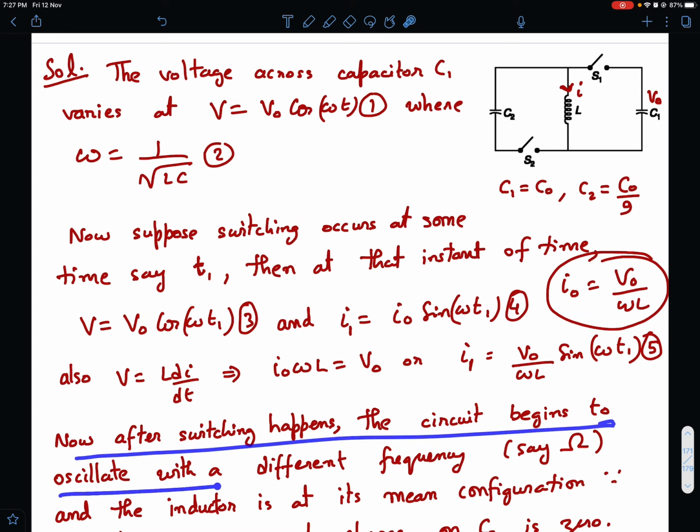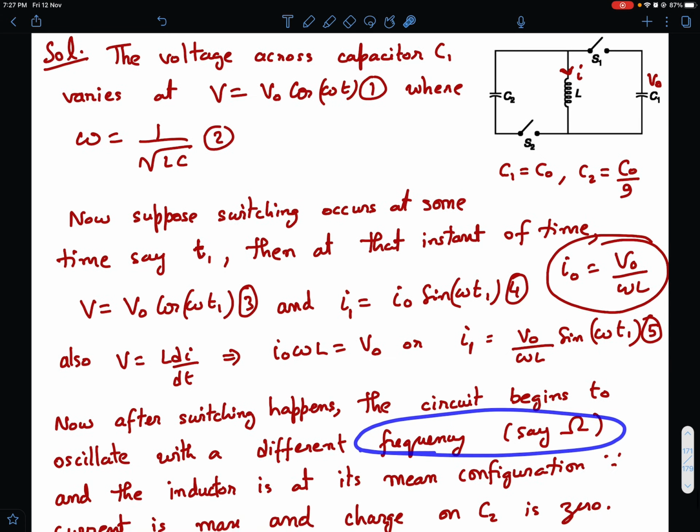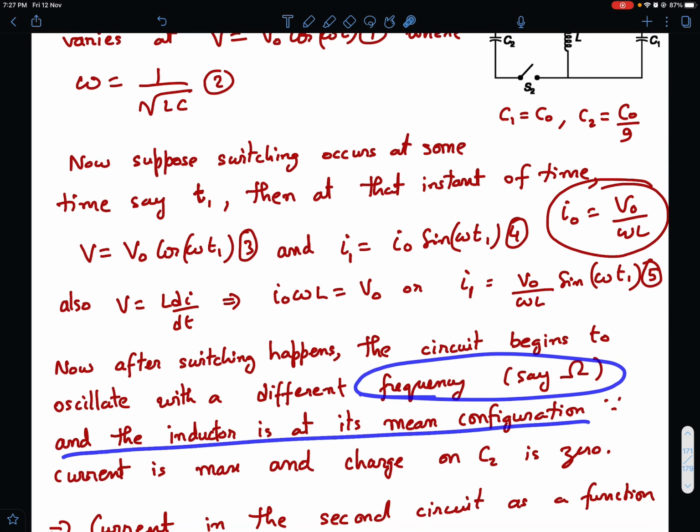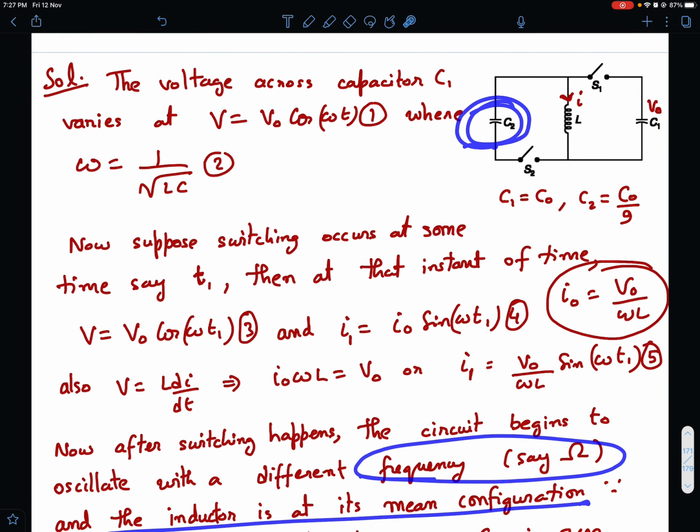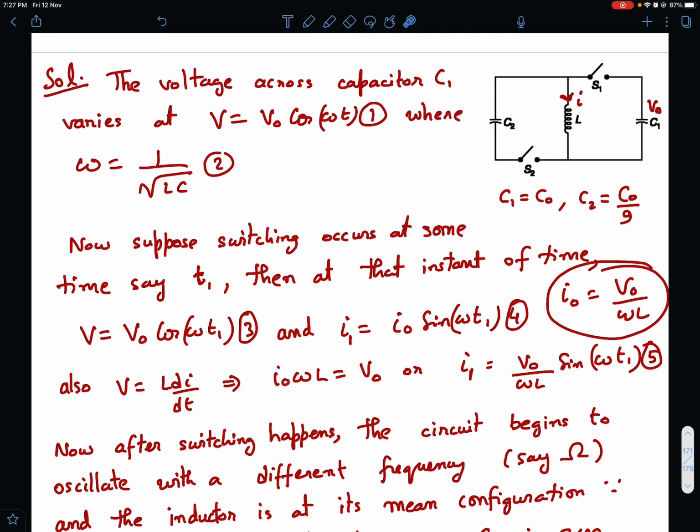Okay, now after the switching happens, the circuit begins to oscillate with a different frequency. Why? Because this capacitance is different and this capacitance is different. Let us say after the switching, the angular frequency becomes capital omega and the inductor is at the mean configuration. Why? Because see, capacitor is uncharged, that means what? Potential energy equivalent is 0, so we are talking about the mean position. Current is there in the inductor but the capacitor is uncharged, so this is like the mean position, right? In mean position potential energy is 0, so it is the same thing.